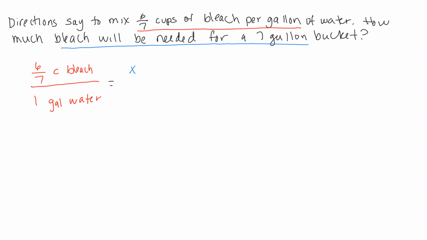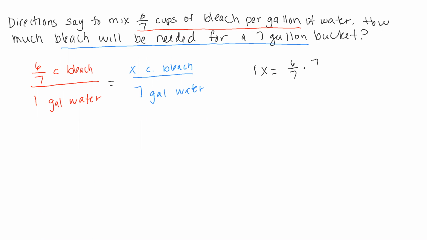So we need X cups of bleach for 7 gallons of water. Notice my units line up horizontally. I'm ready to go ahead and cross multiply and solve. So when I cross multiply, I'm going to get 1 gallon times X cups of bleach. So I'm just going to get 1X equals 6/7 times 7.